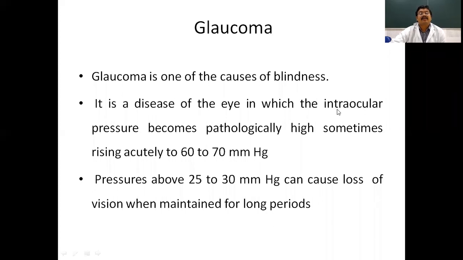This is a disease where the intraocular pressure becomes pathological; even if raised for a few minutes, it can cause optic atrophy. A pressure above 25 to 30 can cause this. There is a condition called ocular hypertension, where the intraocular pressure is more than 25, but they don't have any visual defects or optic disc cupping.